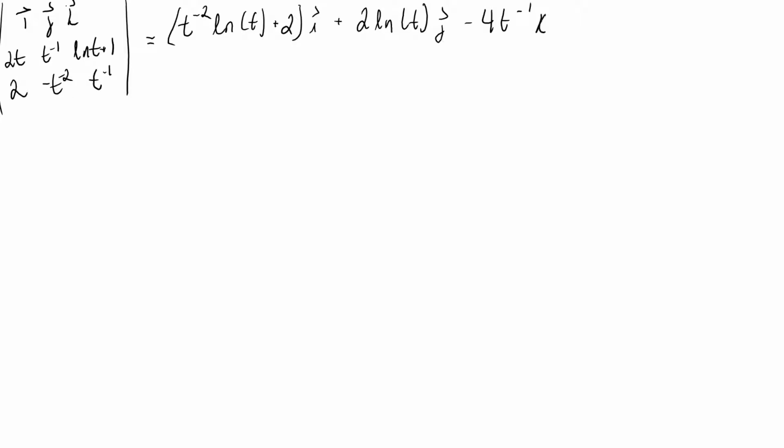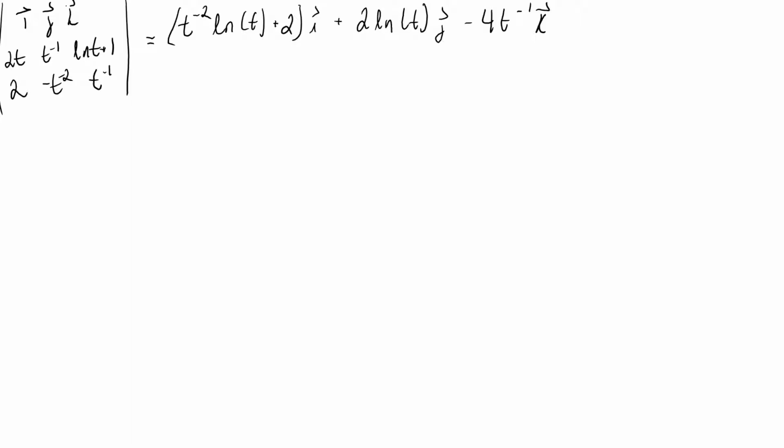After crossing, we end up getting t to the negative 1 times (ln t plus 2) i, plus 2 ln t j, minus 4t to the negative 1 k.